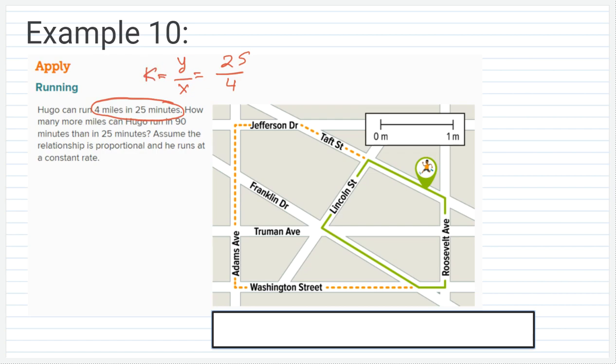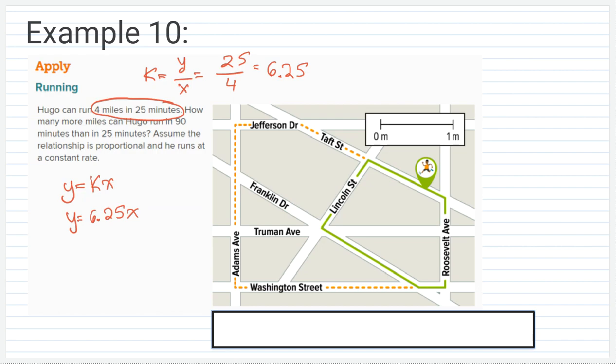So if I do 25 divided by 4, I find out that that's 6 and 25/100. And so my equation for Hugo's running is y equals kx, so y equals 6.25x. This equation is going to help me figure out how much he can run in 90. Now, we already know in 25 minutes he can do 4 miles, but we want to know how much he's going to be doing in 90 minutes.